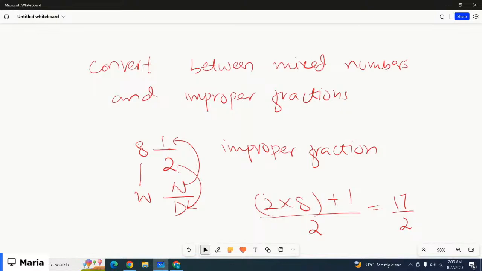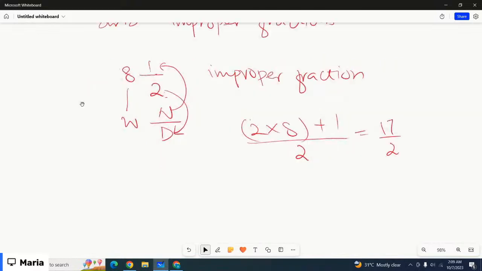Or you can have another way. The other way is what you are going to do. You have 8 whole 1 over 2, right? So you need to rewrite 8 as a fraction. You need to add fractions for this one. This one has the fraction 1. You can see like this, 8 over 1 plus 1 over 2.